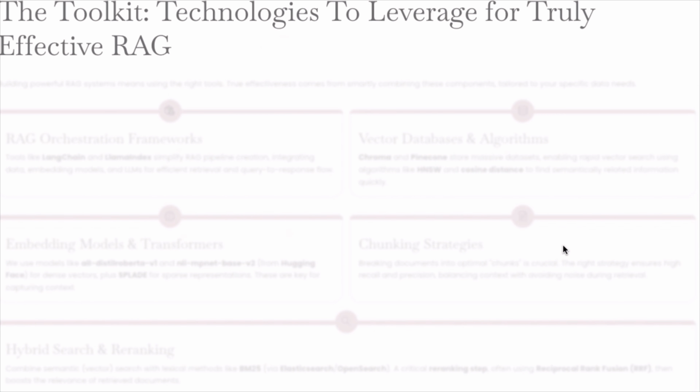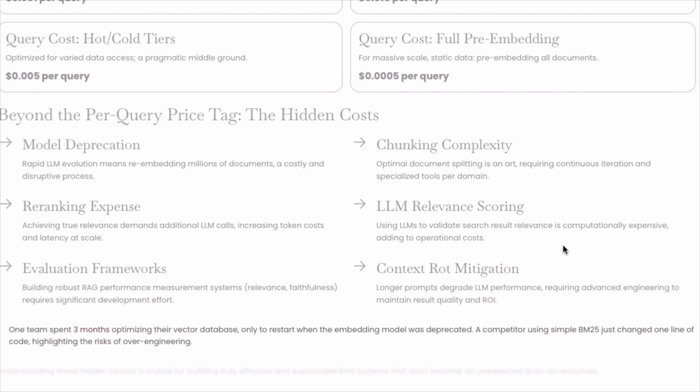And this one team that spent 3 months optimizing their vector database is from an article I read recently while making this video. I'll link the article below and you can check. You can see the contrast where a team spent 3 months optimizing their database only to restart when the model was deprecated, while a competitor just using a simple BM25 changed one line of code, highlighting the risk of over engineering. This is where over engineering can come into play in building a RAG model. Understanding that there are risks is much more important than building without understanding them.